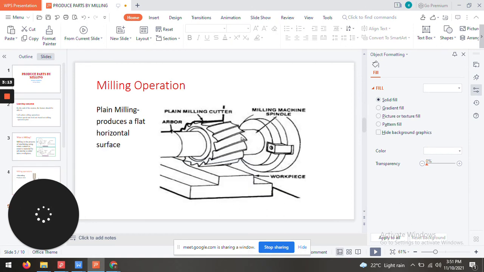The next milling operation is the plane milling. This is done when you want to produce a flat horizontal surface. You have your cutter and the workpiece, so you just want the horizontal surface to be flat. That is what we call plane milling.